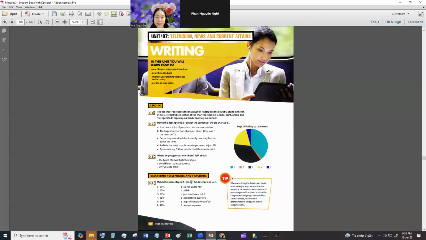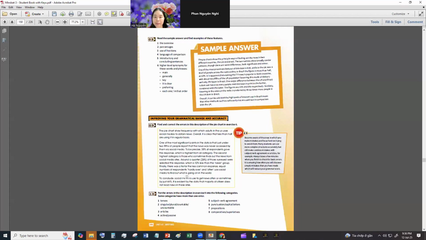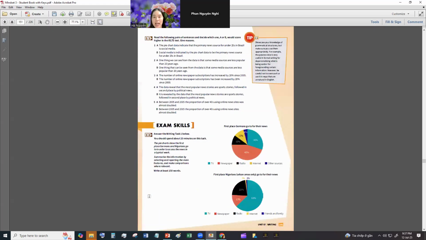So in the practice, we also looked at describing pie charts in detail with describing percentages and fractions and improving grammatical range and accuracy. So your homework is to complete exercise 10 and 11, which help you improve your grammar. Okay, that is number 1.